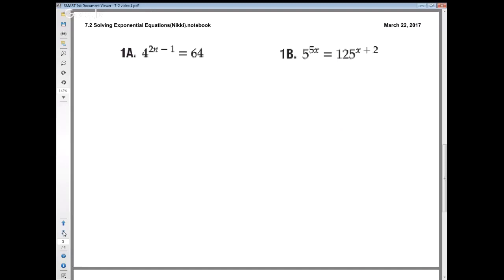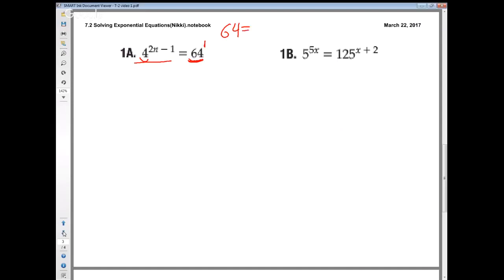So in this example, the example you just did, you did 4 to the 2n minus 1 equal to 64. With the 64, you can't really see that it has a base, but you can assume 64 is raised to the power of 1, because 64 to the power of 1 is still just 64. And as we can see, the bases are not the same. So let's go ahead and take the bigger base and rewrite it as the smaller base.